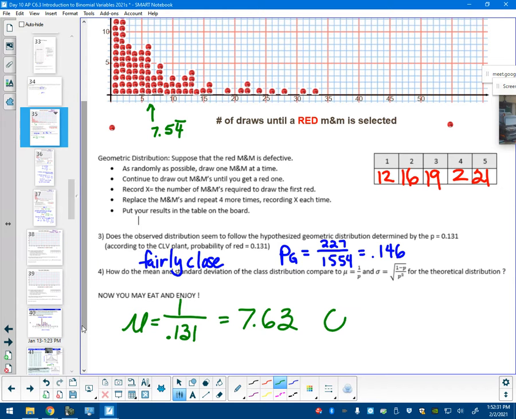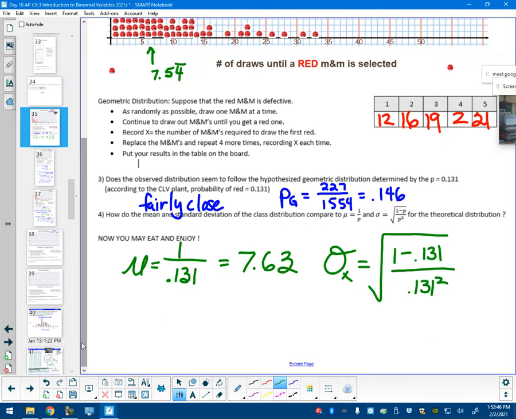And what's the standard deviation for pulling out 7 in a row, give or take what? Well, that would be 1 minus 0.131 divided by 0.131 squared, and then square rooted. If I do that in my calculator, I get 1 minus 0.131 close parentheses divided by 0.131 squared, and that is equal to, give or take, 7.11. So exactly how and where we get those formulas we'll be talking about for the rest of the week.